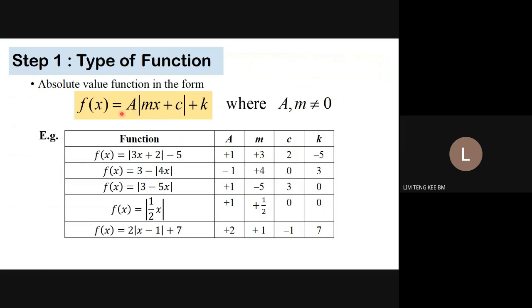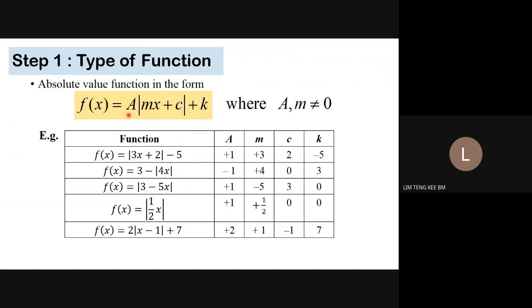Outside of the modulus, we don't have any x term. I can have a constant plus k, and I can have a constant multiplied with the modulus. Below are some examples corresponding to this form, like |3x + 2| - 5. Inside the modulus you see linear, linear, linear. Outside of the modulus, you won't see any x term. You may have a plus k constant like here: negative 5, positive 3, 0, 0, positive 7.